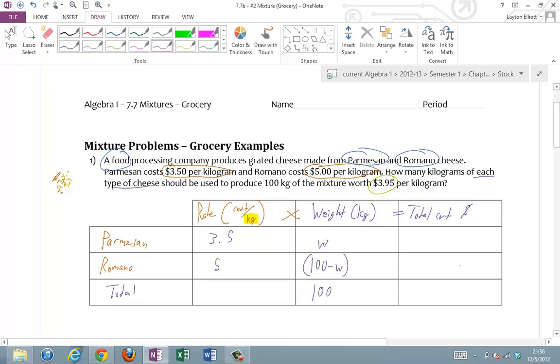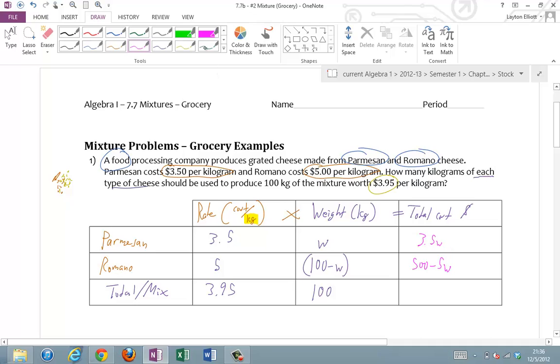Now, for the rest of this, it says we want to produce 100 kilograms of a mixture worth 3.95. So for the mix, I was going to say total, but this is also the mixture. The mixture's rate is 3.95. Okay, let's do our multiplications. 3.5 times W is 3.5W. 5 times 100 minus W is 500 minus 5W.